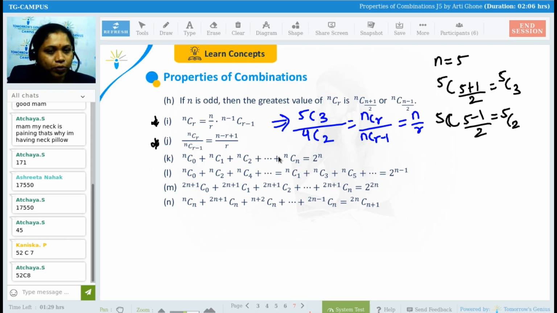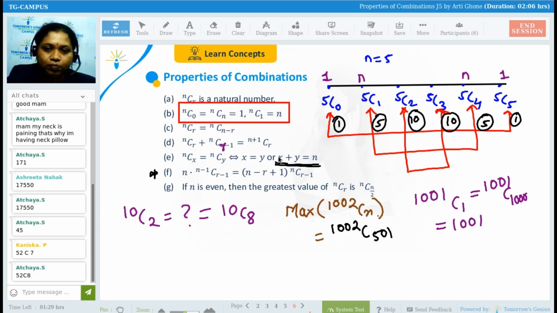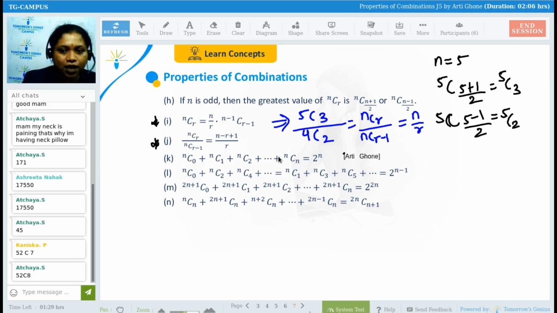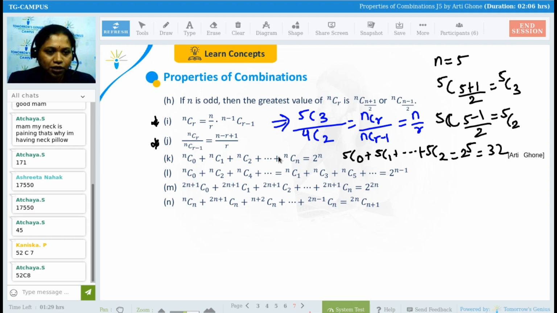The addition of all combinations, 0, 1, 2, possible combinations like 5C0, 5C1, 5C2, 5C3, 5C4 and 5C5. If all values are added, what will be the answer? 10 plus 10, 20. 20 plus 10, 30, plus 2, 32. So we are getting the same as 2 raised to 5. If I am adding 5C0 to 5C5, are we getting 2 raised to power 5 as the answer? Yes, we are getting it, no? 32 will be the proper answer. Got it? So with this direct shortcut method, you can apply this.